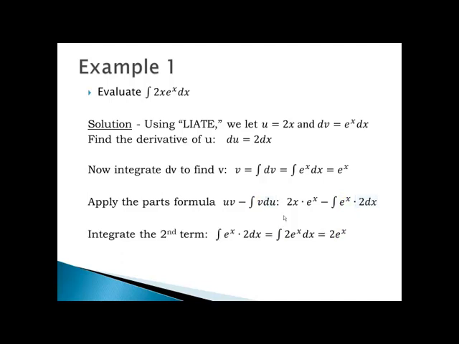So now I'll integrate that second term. The integral of e to the x times 2 dx, I'll rewrite that as 2e to the x dx. And again, the antiderivative for 2e to the x is 2e to the x. Putting it all together, the integral of 2x e to the x, I use parts and find that it is equal to 2x e to the x minus 2e to the x plus my arbitrary constant c.